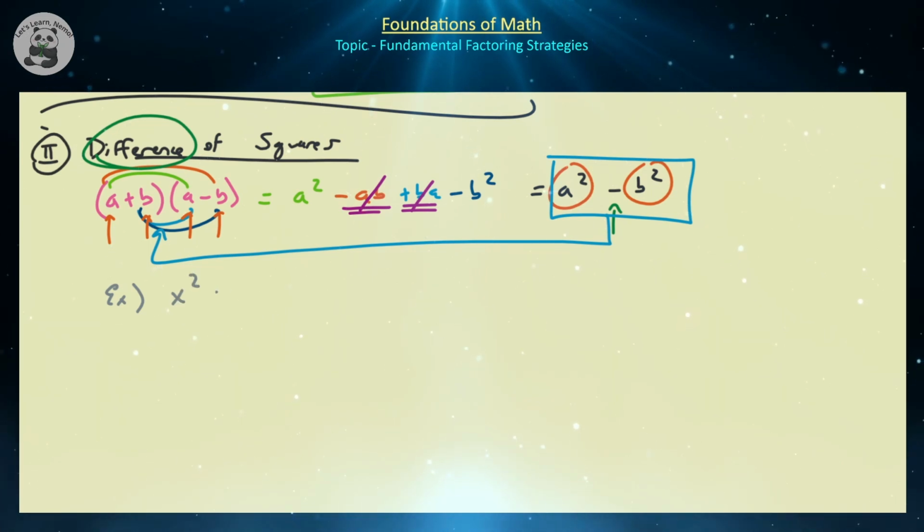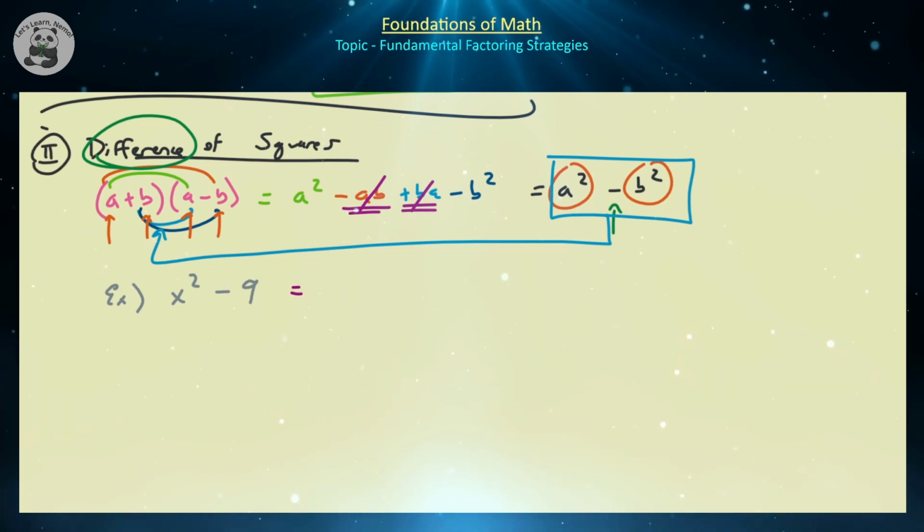Suppose I have x squared minus 9 and we're asked to factor. Notice that we do not have a greatest common factor in the first and second term. The first only has x's and the second only has 9's. So the greatest you can factor out of these is 1, but that doesn't really change much.